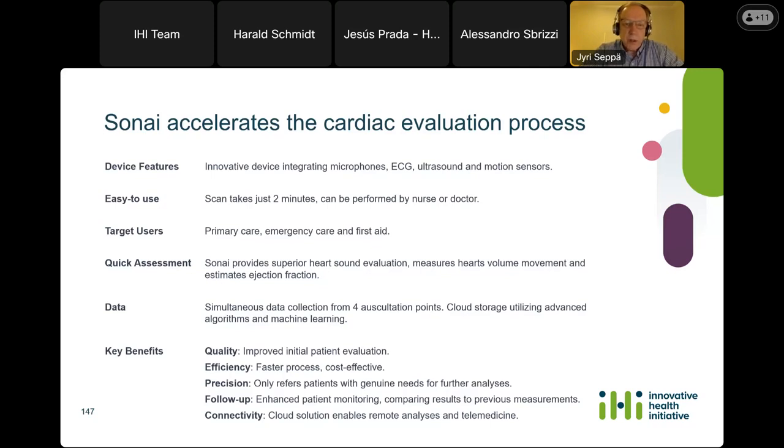So what we are doing is, with our scan, we can assess the heart sounds, and the preclinical data we have been collecting shows that it's working extremely well. We are also able to measure the volume movement of the heart and also give an estimate of the ejection fraction with the first appointment with the doctor.